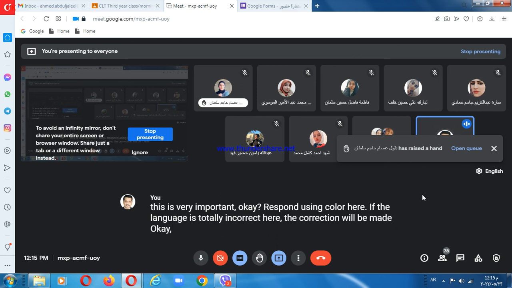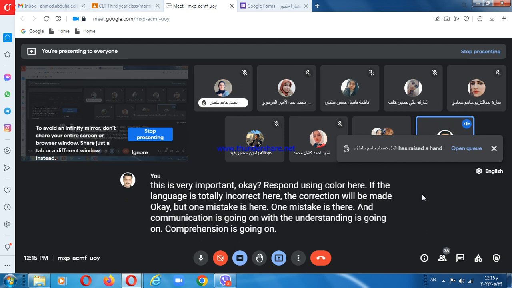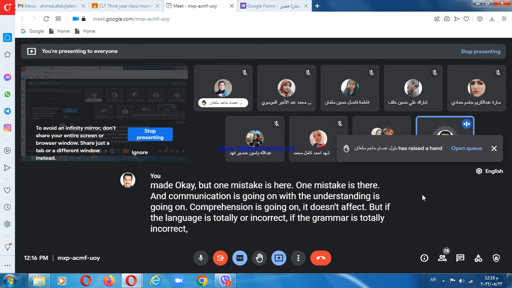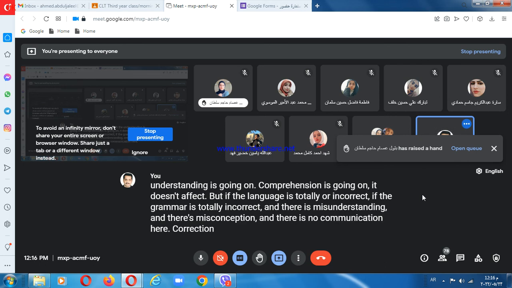Okay, but one mistake here, one mistake there, while communication is going on, with understanding and comprehension going on, doesn't affect it. But if the language is totally incorrect, if the grammar is totally incorrect, and there is misunderstanding and misconception, and there is no communication, here correction should be made.